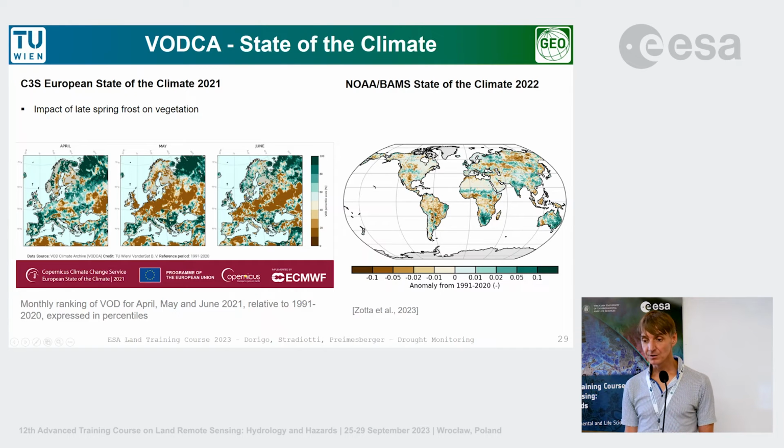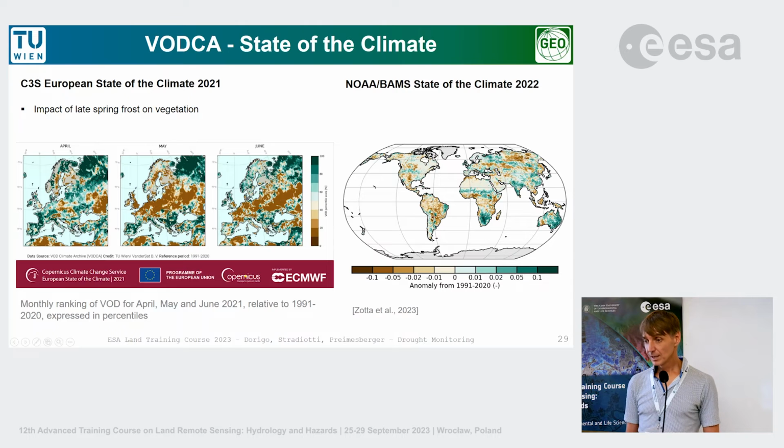In brownish colors, you have lower VOD than normal in May, which is still a result of the very late cold episode in April. So you see that there is a very long-lasting signal, a delay in the growing season caused by this frost event.